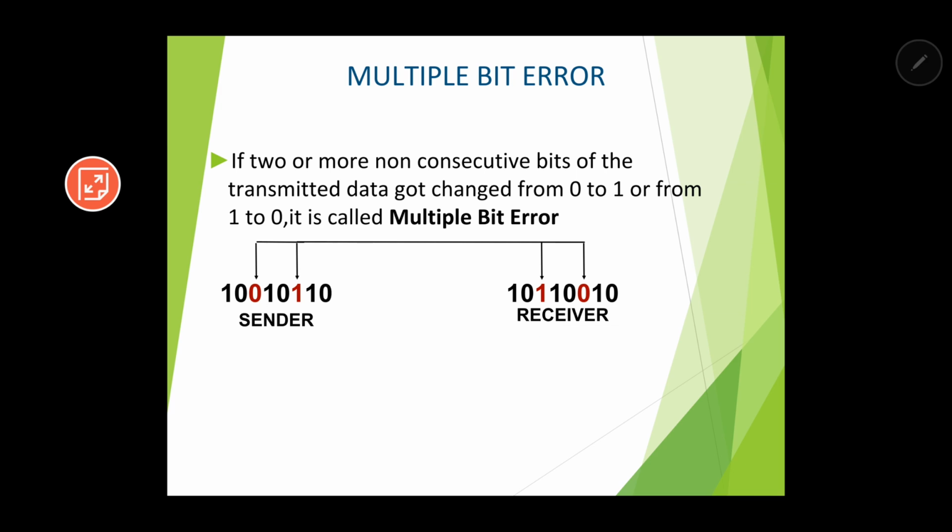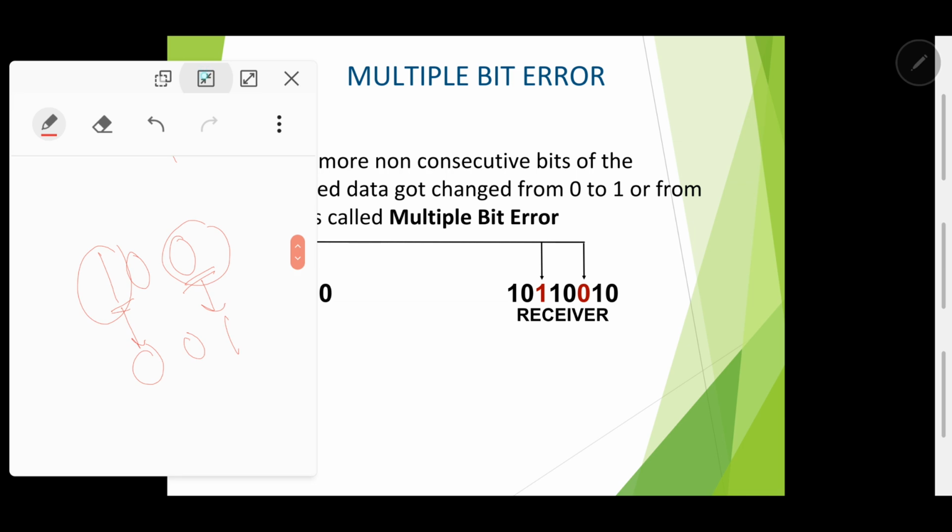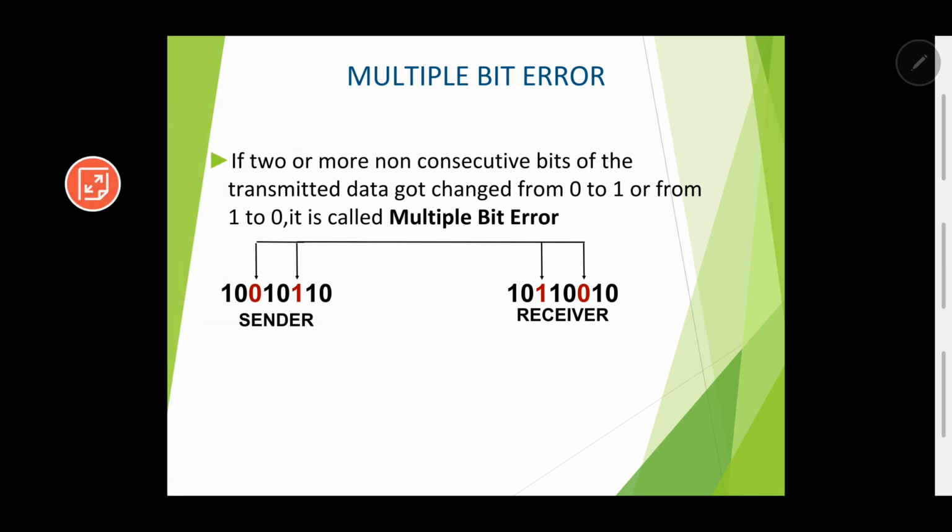Do you know the meaning of consecutive and non-consecutive? I guess yes. Consecutive means which are together. For example, if 100 gets changed to 111, these 2 are consecutive bits changing. But if 100 gets changed to 001, this bit has changed and this bit has changed. These two are non-consecutive bits. Non-consecutive means they are not together. So if two or more non-consecutive bits get changed during transmission, we say it to be multiple bit error.